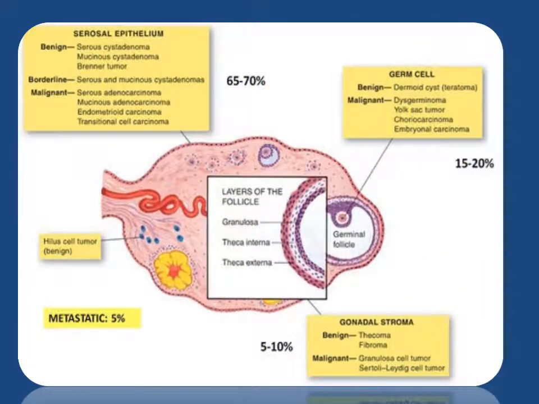This is the serous, or we call it the epithelial tumor. This is 60 to 70% of cases of ovarian neoplasm. The germ cell tumors are 15 to 20% of ovarian neoplasms. The sex-cord stromal tumors are 5 to 10%. We have other metastatic tumors, but this is not our issue. We are talking about the benign ones.